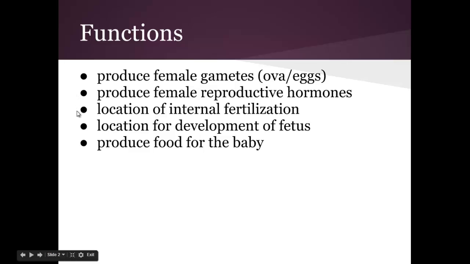The female reproductive system is also the place of internal fertilization, meaning that's where a baby is made. It's also the location where the baby forms, or the development of the fetus. The female reproductive system also will then be involved in producing food for the baby. So whereas the male reproductive system was more concerned with producing gametes and hormones, the female reproductive system produces gametes and hormones, but also is going to have a lot of functions that have to do with development of a fetus, and the fetus is another term for the growing baby.